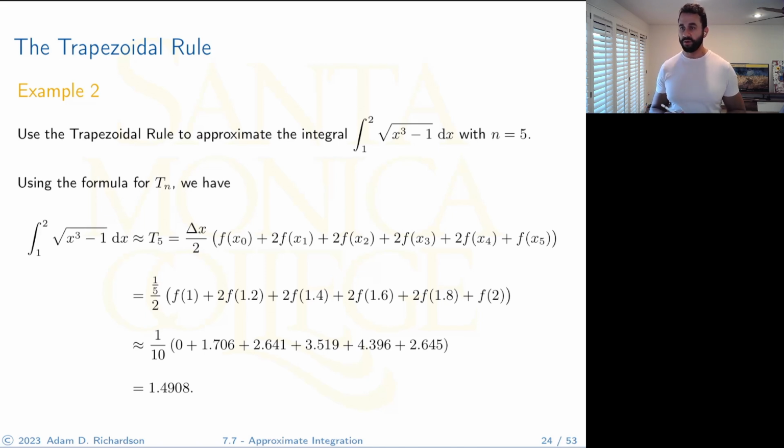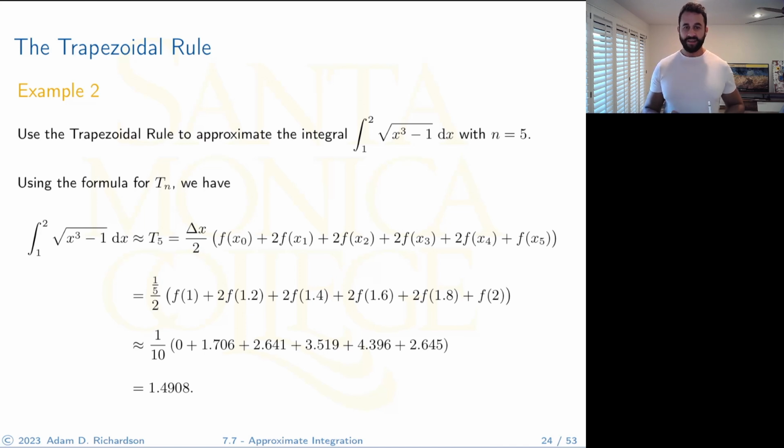I know I've talked about it before and we'll talk about it more in the activities, but there's a very definite distinction between what a human does and what a computer does. So we'll talk about that more as time goes on. But back to this example, once we compute all these things and we get all these approximations, we get this. So that integral is approximately 1.4908.